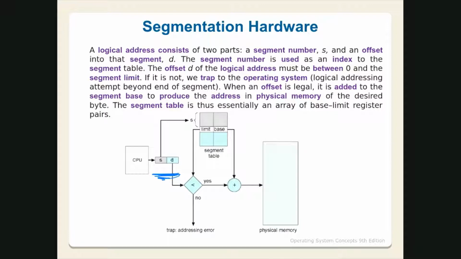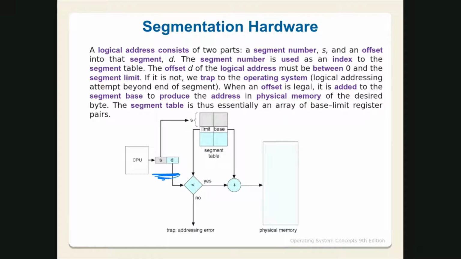Now how is it going to be mapped? How does the hardware map the logical address to the physical address? In the last chapter, I told you there is a unit inside the processor which we call the MMU, memory management unit. That is the one that maps the logical address to the physical address. So that's the process we are seeing here. S contains the segment number.